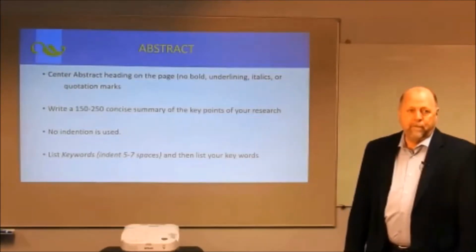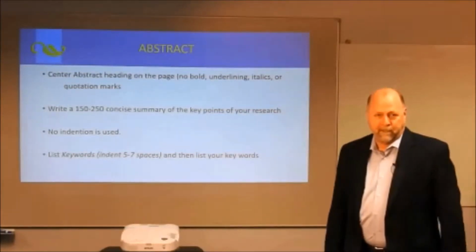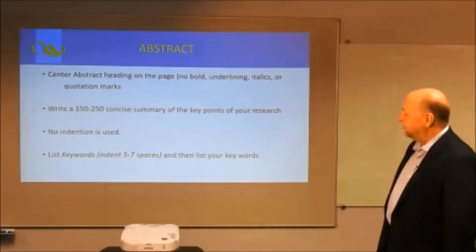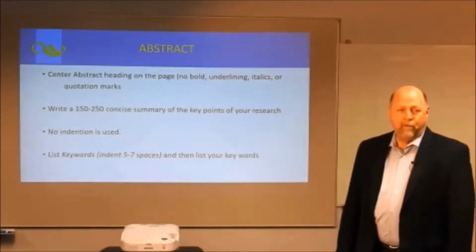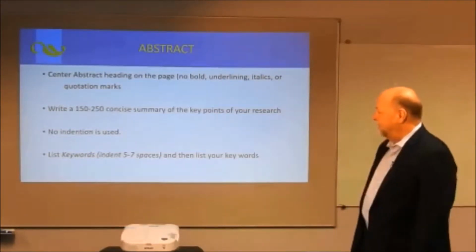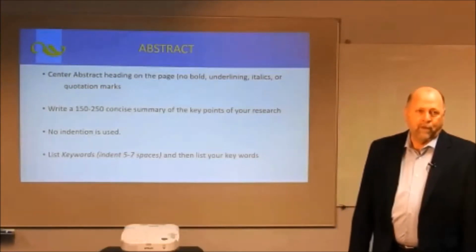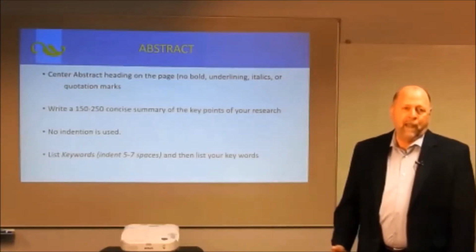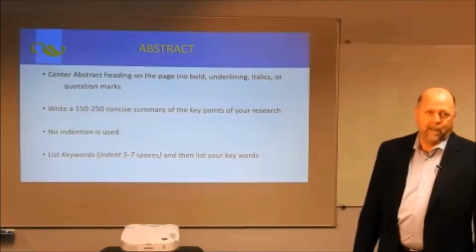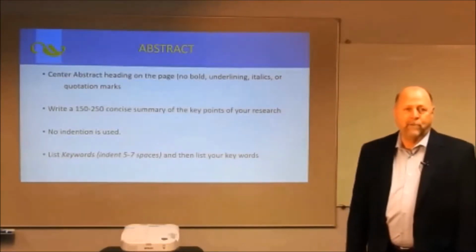After you get through with the key points of the paper, drop down. Let's see, how many spaces is that? Oh, double spaced. And then you want to turn on the italics print. Tab over 5 to 7 spaces, and then type in the word keywords, colon, and then several of the keywords that you've used in your paper. This lets the reader know at just a glance what it is that you're going to be addressing in this paper. So now you've got your title page formatted, you've got your abstract done.